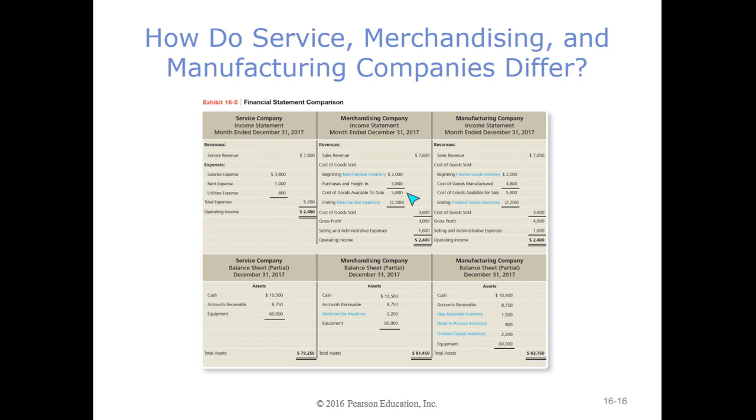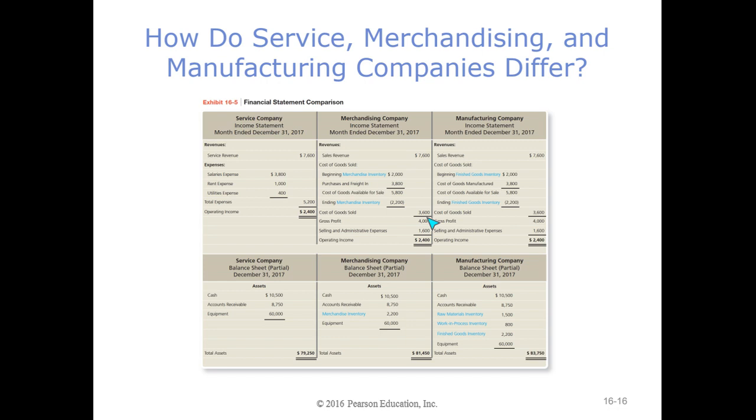Well, then we're going to take the revenues minus what's available for sale, and that gives us our ending merchandise inventory. Cost of goods sold, we're going to subtract this ending merchandise inventory from this cost of goods available, and this is going to give us $3,600 for our cost of goods sold.